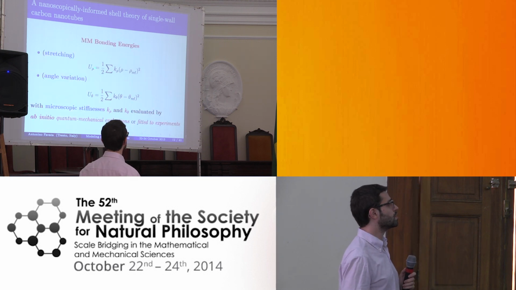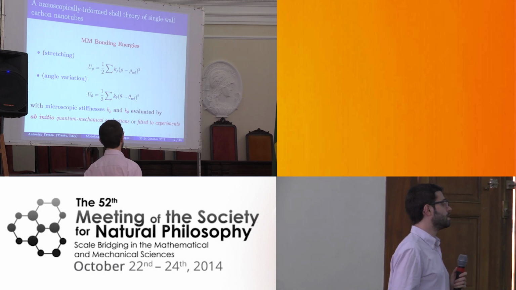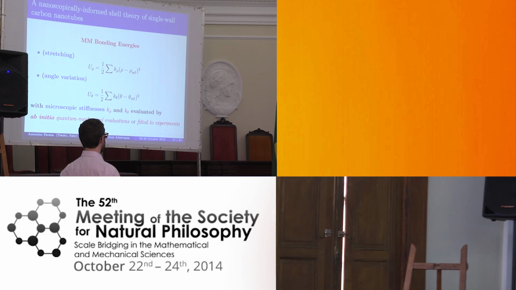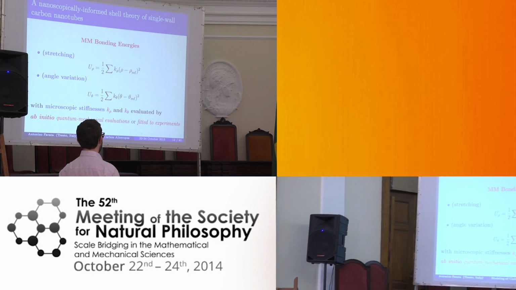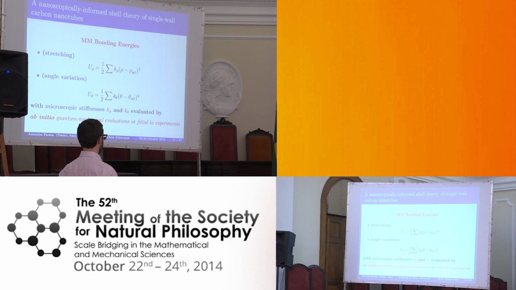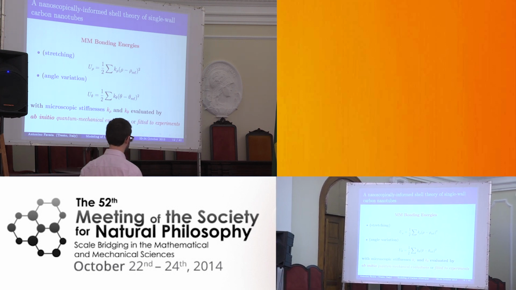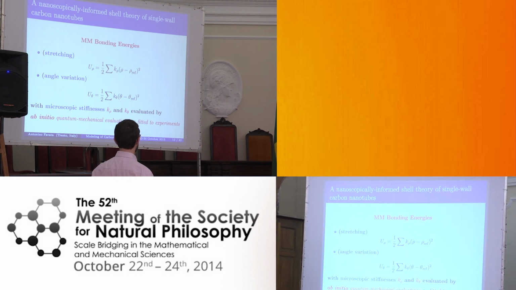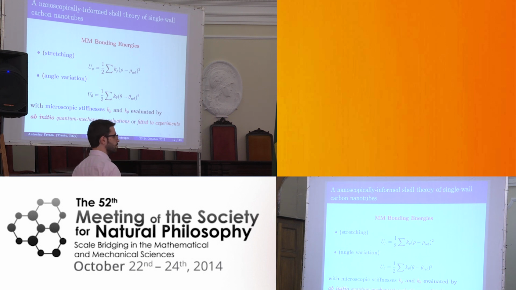First, we have to consider the bonding energies we have at the nanoscopic scale. And in this first simple example, we just consider stretching energy and angle variation energy. So what we see is the difference of the length of the carbon bond, and here the difference in the angle between two covalent bonds. And these two constants are like microscopic stiffnesses. We suppose that they are known, fitted to experiments or by ab initio quantum mechanical evaluations. So all we know is these two constants. And with these two constants, we want to build up a continuum theory.